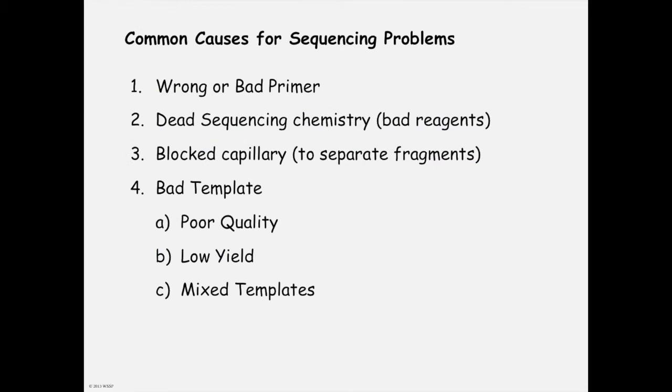So common causes for a sequencing problem. Here are some things that could go wrong, but the first couple are not very typical. So wrong or bad primer is usually not a problem. We provide Rutgers with the sample. They send it out, and chances are if they had a bad primer or the wrong primer, the entire run of sequences would be bad, and they would realize that. Dead sequencing chemistry, which means the reagents are poor, and they're paying to get these sequences done, so the chemicals should not be bad. Blocked capillary, again, this is the company they're sending the samples out to, and that should not be happening either.